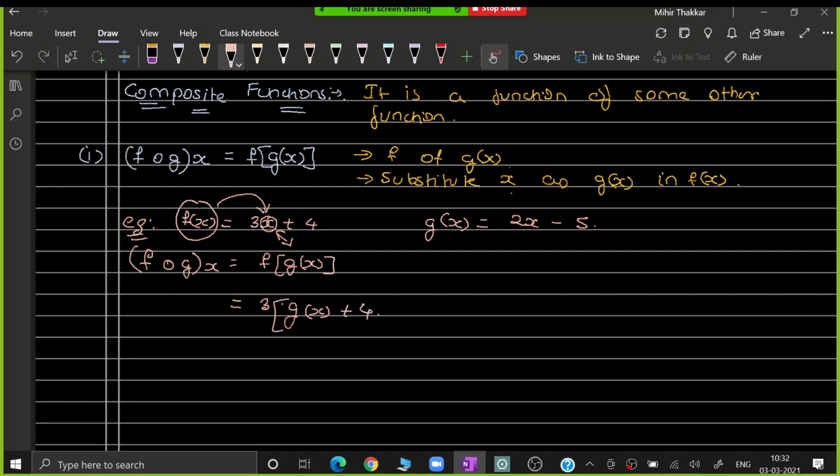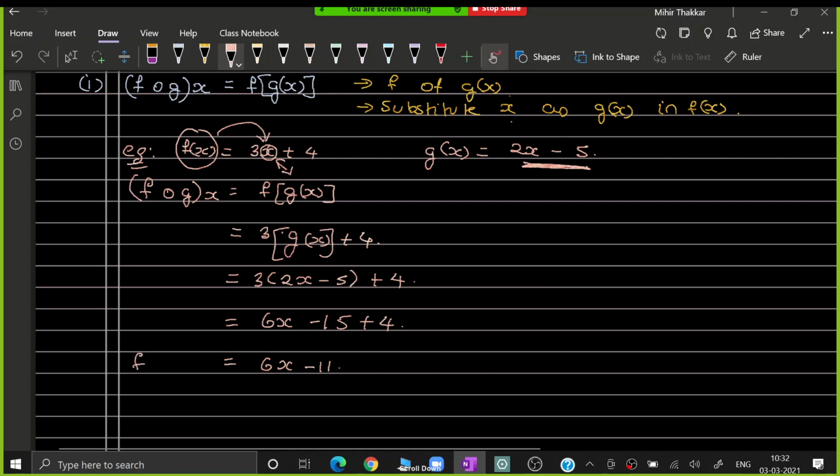Now the value of gx you already know. It is 2x minus 5. So I can write this is equal to 3 times 2x minus 5 plus 4. Open the brackets. This becomes 6x minus 15 plus 4. And therefore, guys, you will get this as 6x minus 11 as the required value of f o g x.